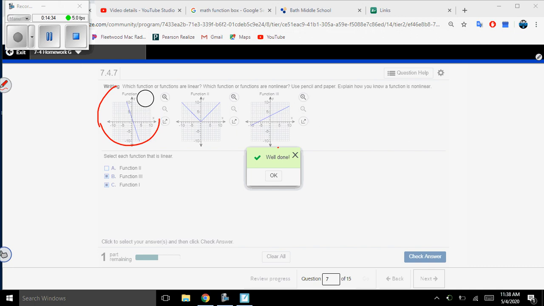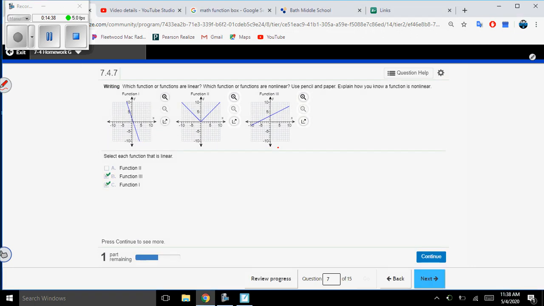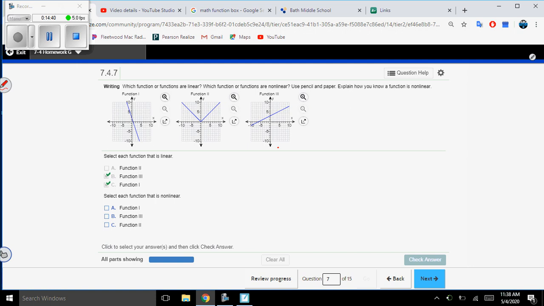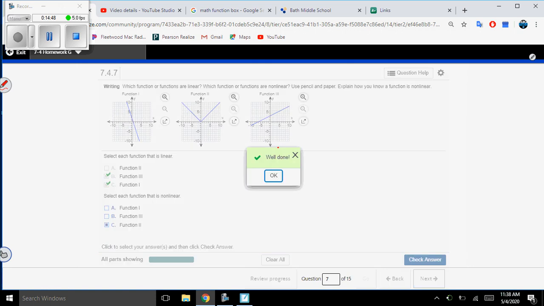Is there a second part of this? I believe there is. They want us to select each function that is nonlinear. I'm not going to insult your intelligence. We're going to go ahead and mark that. And I think that should do it. We shouldn't have too much difficulty on section 4 here.